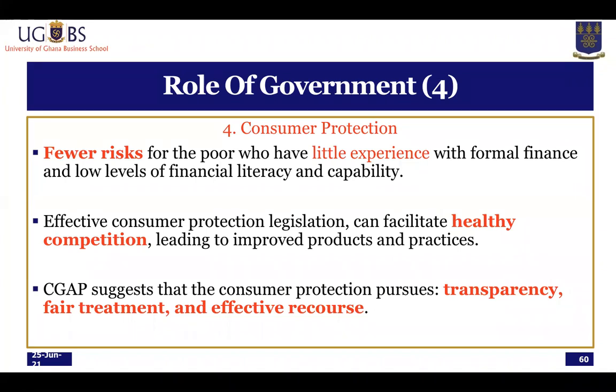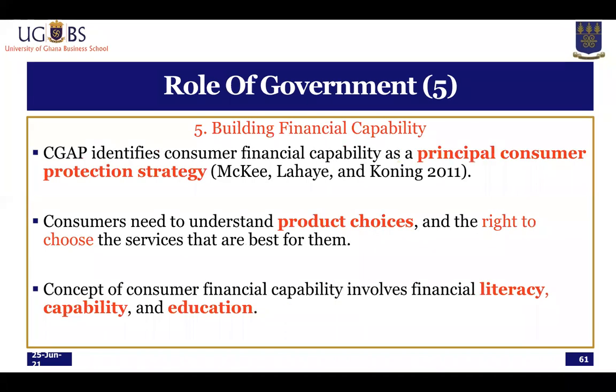And then the Consultative Group to Assist the Poor suggests that consumer protection pursues transparency. So it means that for the providers of the services and even the demanders of the services, there should be transparency, there should be fair treatment, and effective recourse. Recourse meaning an opportunity to take action in the event that things don't go in the manner reasonably expected. So if, let's say, DKM has collapsed, what are the avenues for redemption? Those are the roles that government can play in fostering financial inclusion.